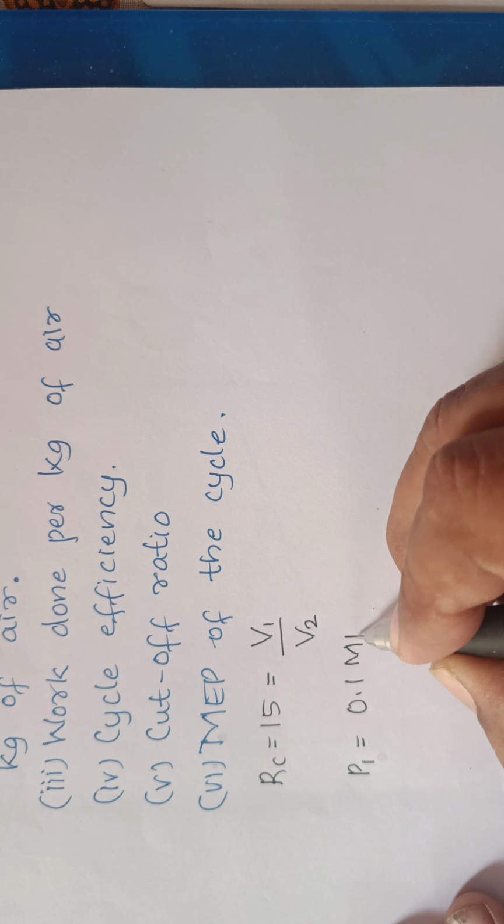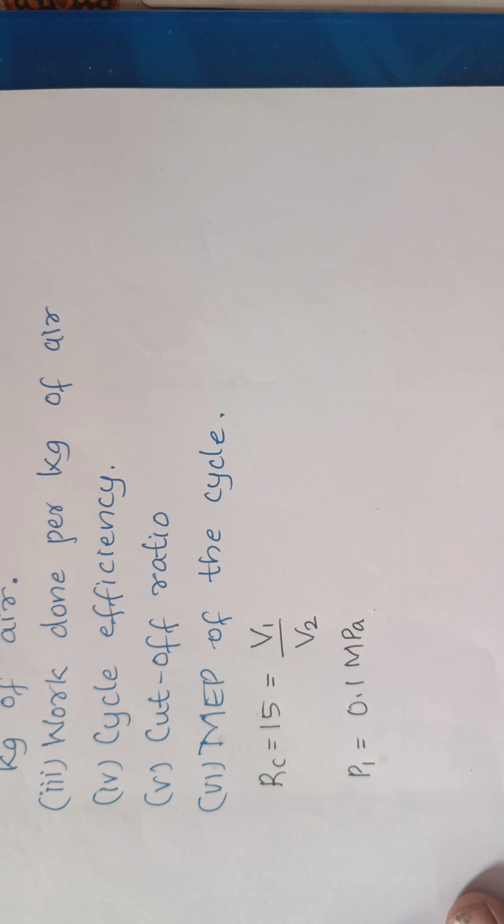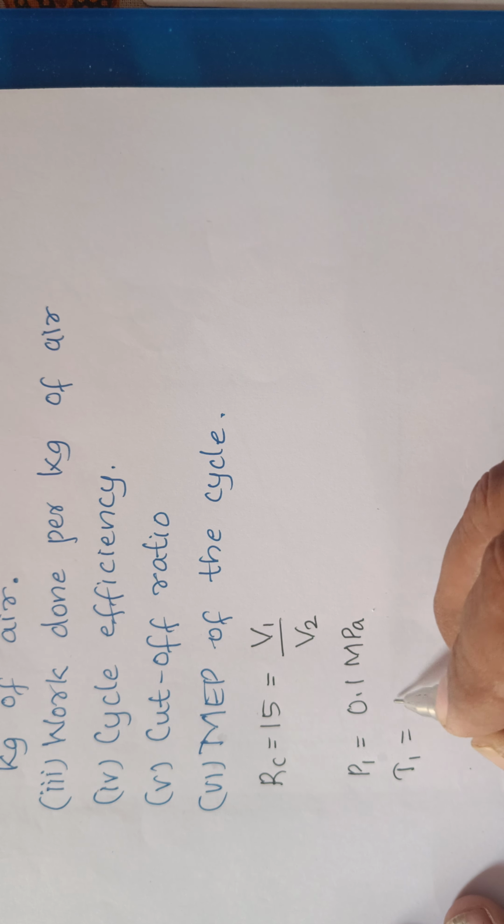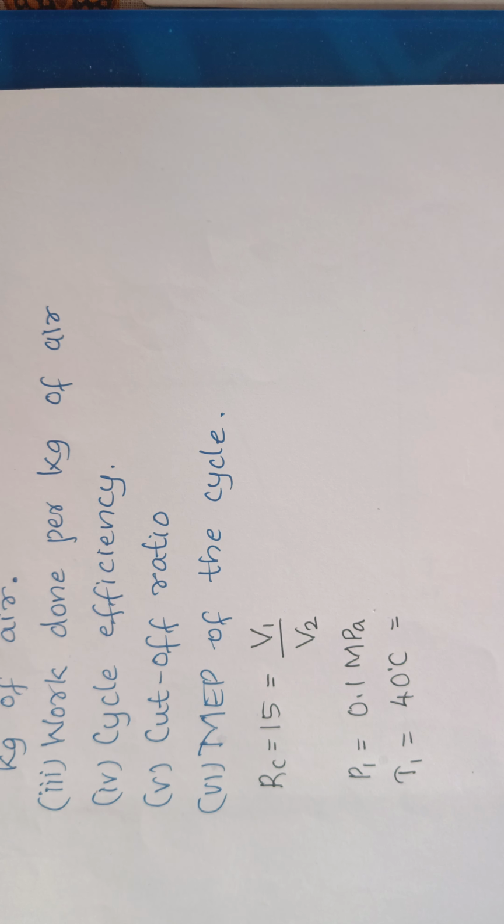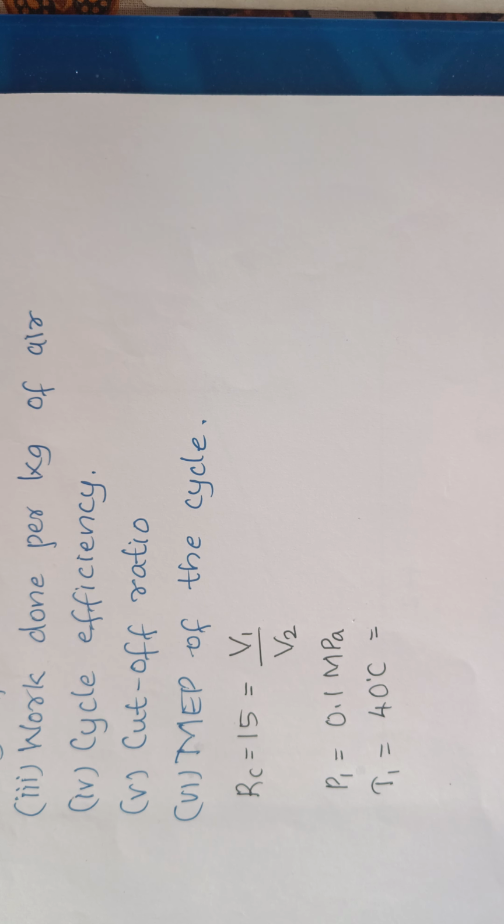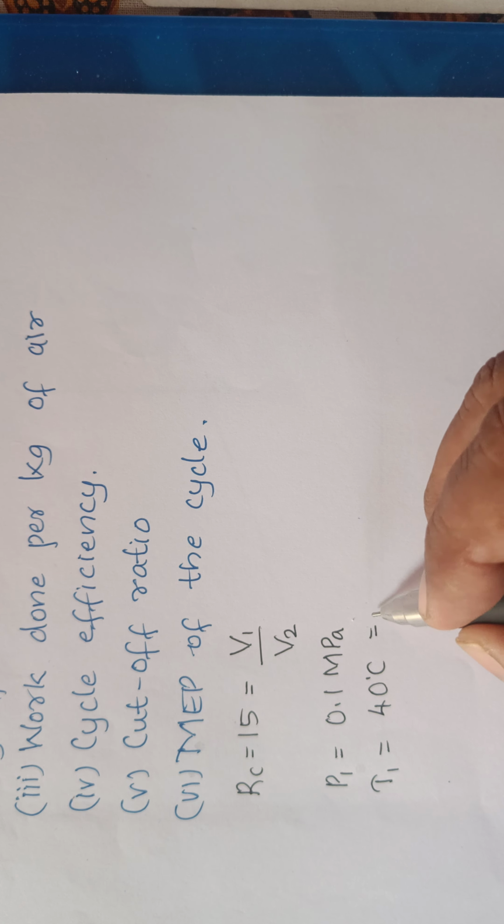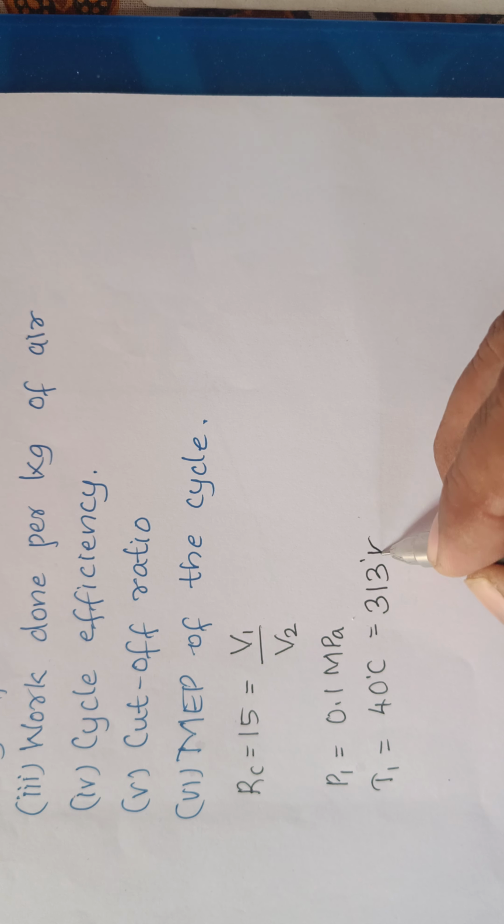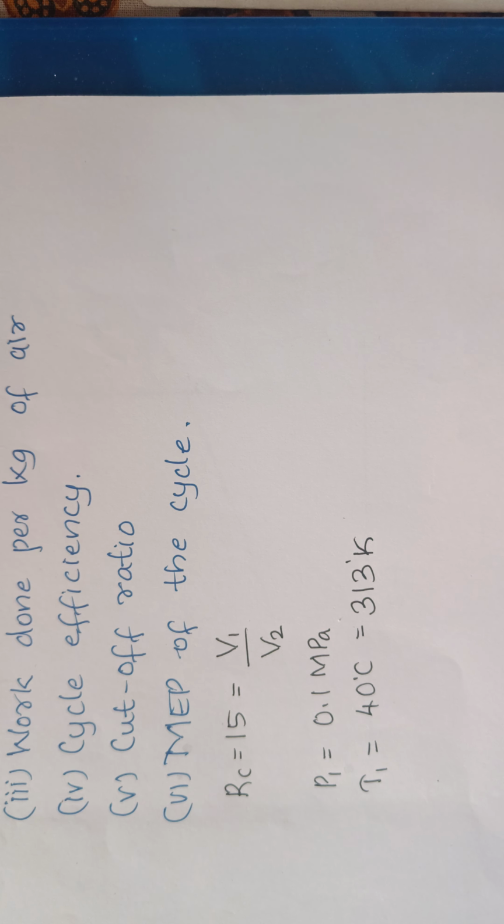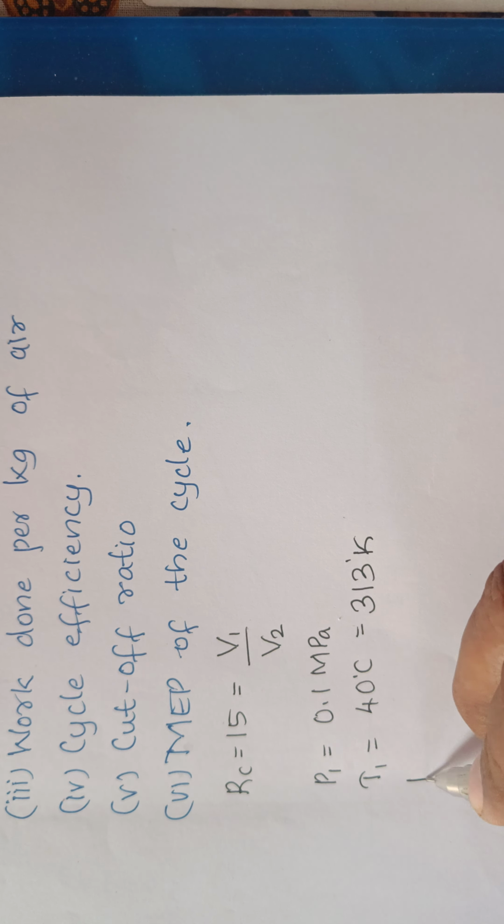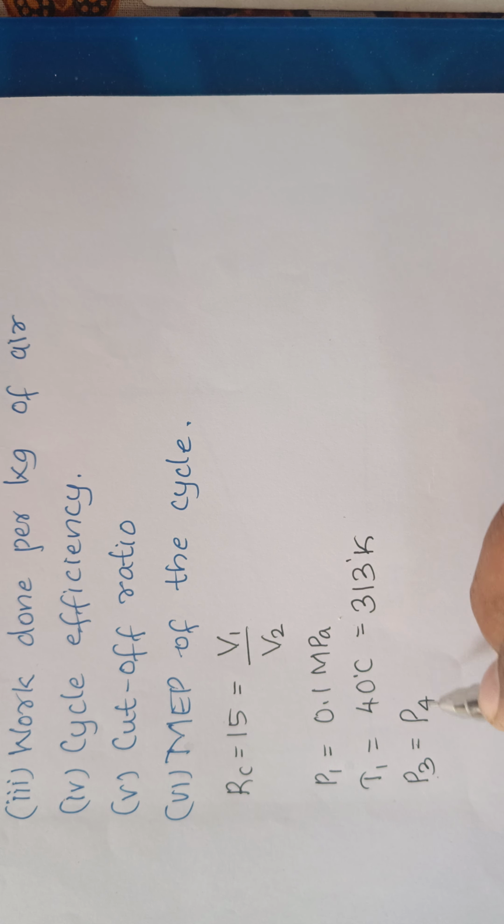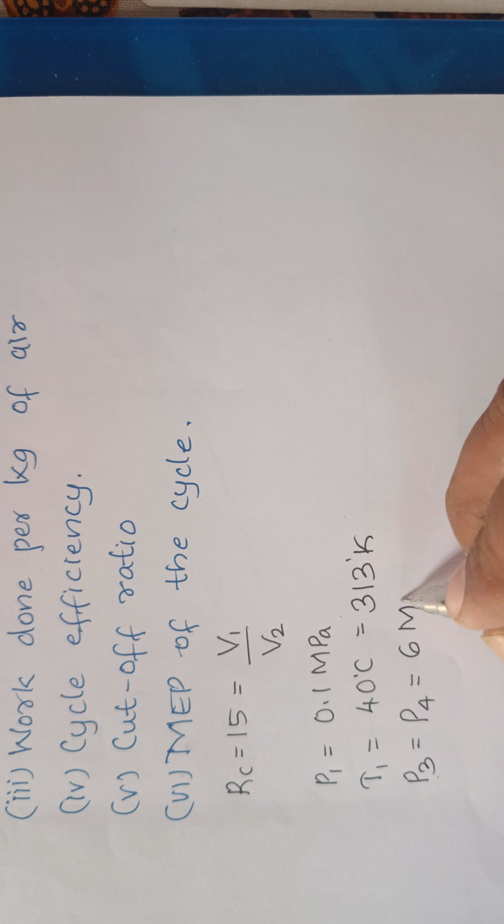P1 is 0.1 megapascal. The problem says the compression ratio is 15 and the compression begins at 0.1 megapascal, and the temperature given is 40 degrees. So T1 equals 40 degrees centigrade. Let us convert this into Kelvin: adding 273, it becomes 313 Kelvin. Next, the maximum pressure is limited to 6 megapascal, so P3 and P4 are 6 megapascal.